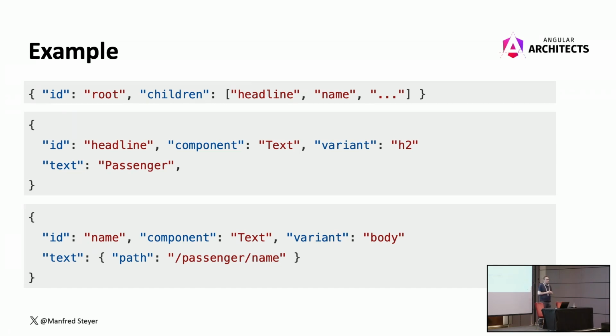Another reason why Google chose that was that with such a structure, it's easy to switch out just one component. So let's say I want to switch out my headline with another representation. I just have to send down this one headline fragment with the headline ID, and that's it. Then my client can update its representation.